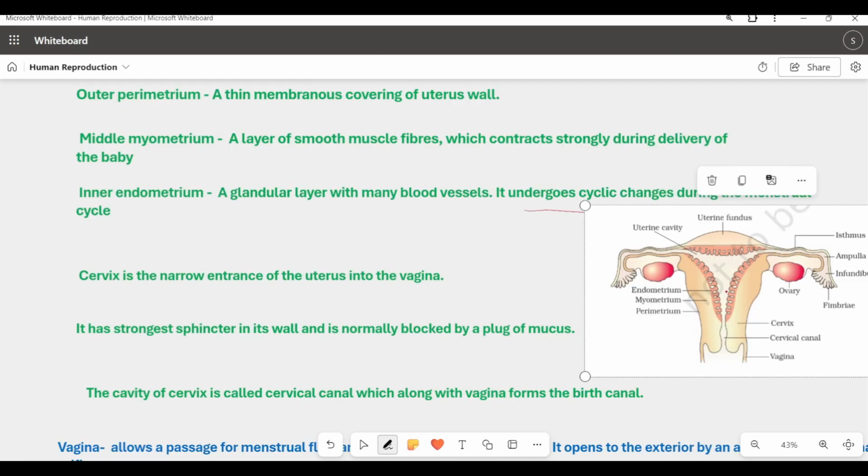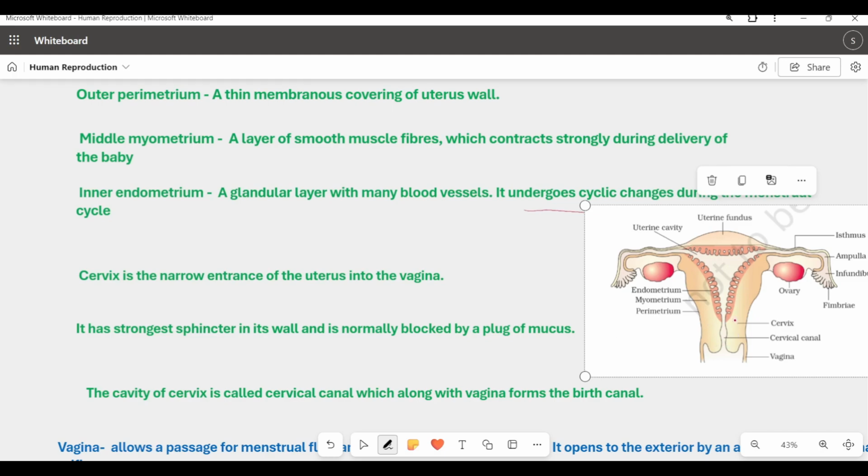Also, you can see that this uterus is opening into the vagina, or the birth canal, through a narrow region which is called the cervix. It acts as a narrow entrance of the uterus into the vagina. So the baby comes out from the uterus and enters the vagina, and through the vagina it comes out. So that's why we call it a birth canal.